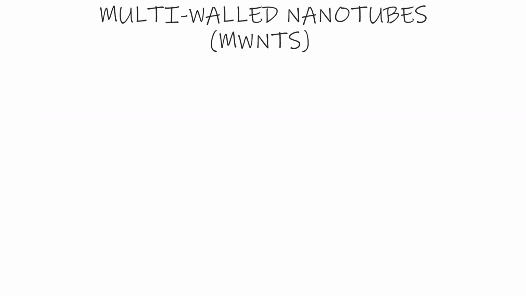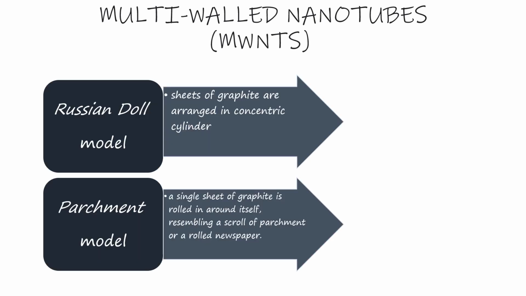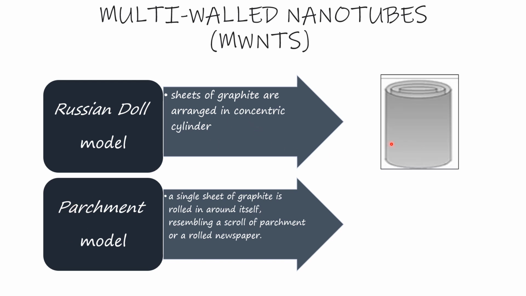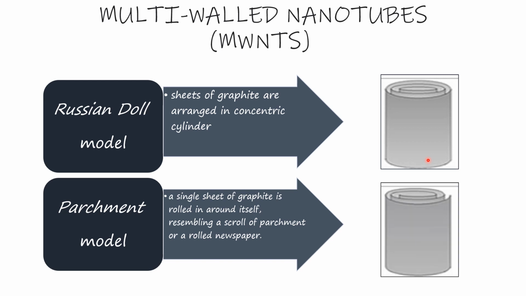Moving on to multi-walled nanotubes. So it is of two models. One is the Russian doll model and the other one is the parchment model. In the Russian doll model, you can see that these are sheets of graphite. So many sheets of graphite are arranged in a concentric manner. Whereas in the parchment model, only a single sheet of graphite is rolled around itself. So this resembles a rolled up newspaper.